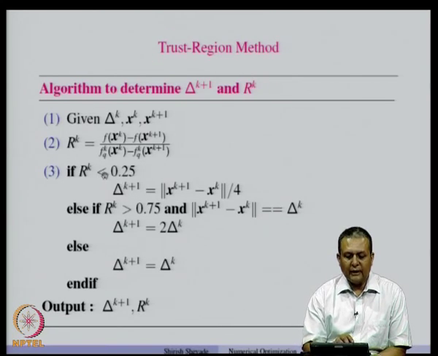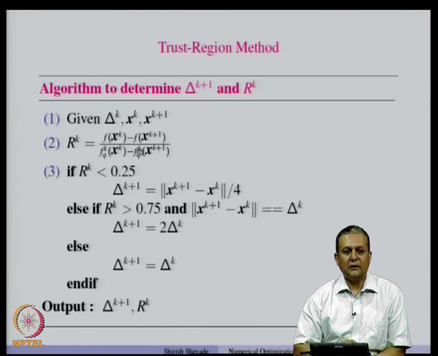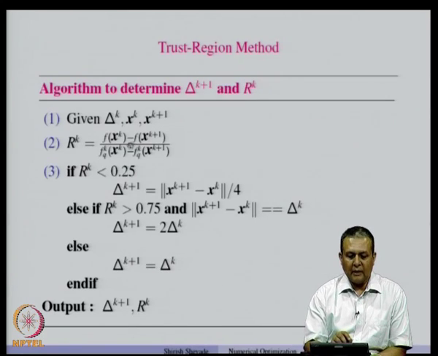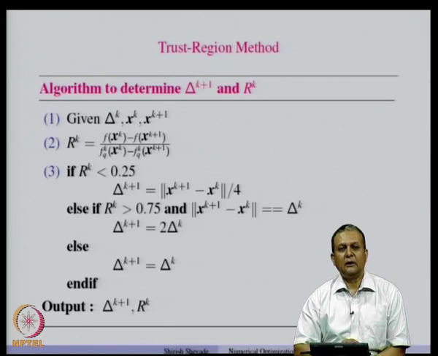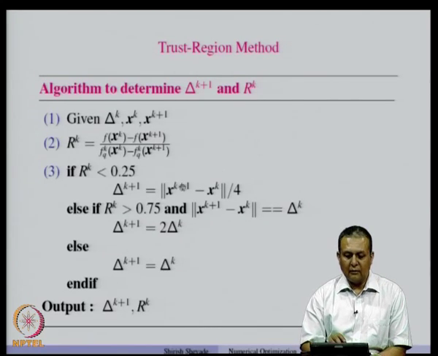So, if the ratio is small, which means that the actual decrease by the predicted decrease is very close to or less than 0.25, then the quadratic approximation is not good enough. Now, if the quadratic approximation is not good enough, that means that we have to shrink the region of trust, and that is done by typically setting delta k plus 1 to be the distance between x k plus 1 and x k by 4.